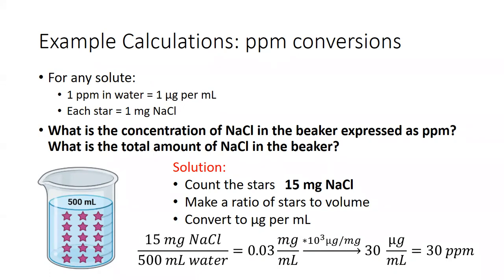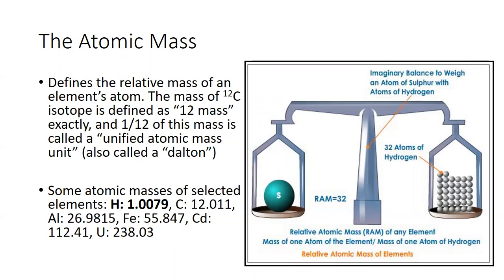All right, so now we're going to talk about atomic mass. This defines the relative mass of an element's atom. The mass of the carbon-12 isotope is defined as exactly 12. So everything in atomic mass is referenced back to this carbon atom. And 1/12 of this mass is called a unified atomic mass unit, or a Dalton. Every other element is related back to that carbon unit. So for example, hydrogen has an atomic mass of 1.0079.